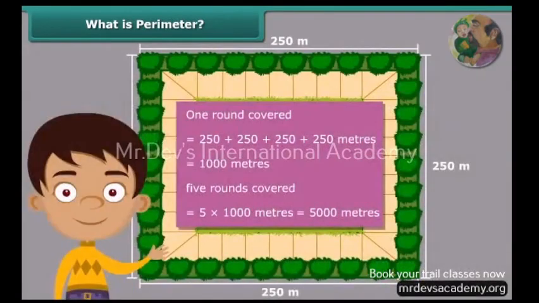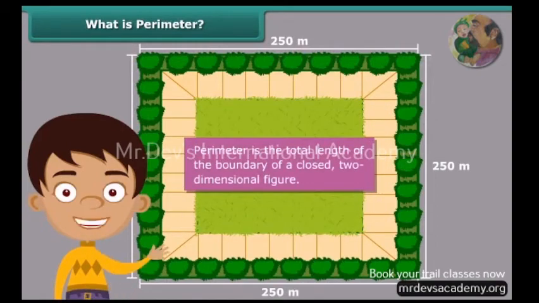Now you're ready to answer your mother's question. In this calculation, we used the concept of perimeter when we worked out the distance you covered in one round. Perimeter is the total length of the boundary of a closed two-dimensional figure.